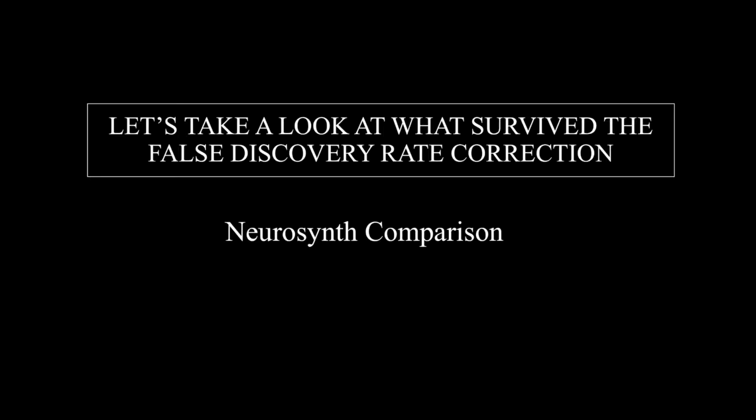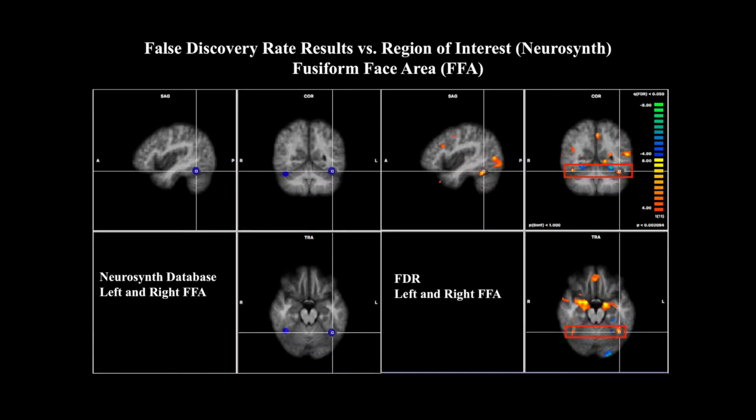In our case, the false discovery rate is a more liberal approach than Bonferroni. When compared to the Neurosynth database, we can observe that most activation in the face-specific areas of the brain survives. Here we will give a closer look at individual face areas and compare them to what survived the FDR correction. We will begin by looking at the fusiform face area, also known as the FFA.